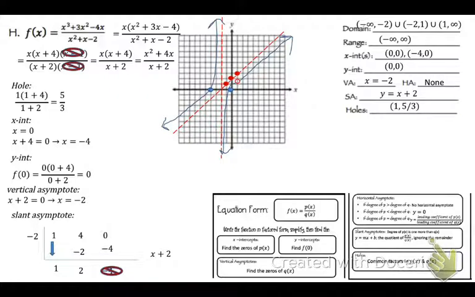Okay, so my domain is negative infinity to negative 2, and then negative 2 to 1, and then 1 to infinity. My range is just negative infinity to positive infinity, because even though there's a hole right there, on the left side of the graph, there's a point there.